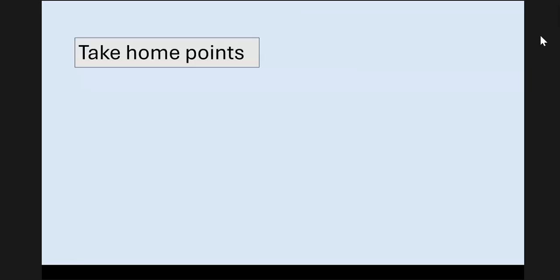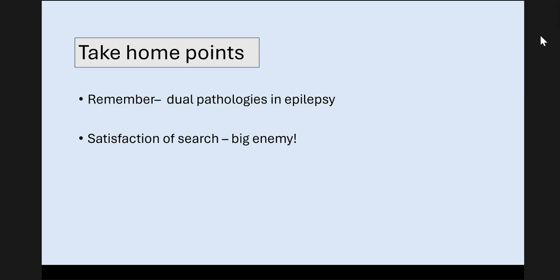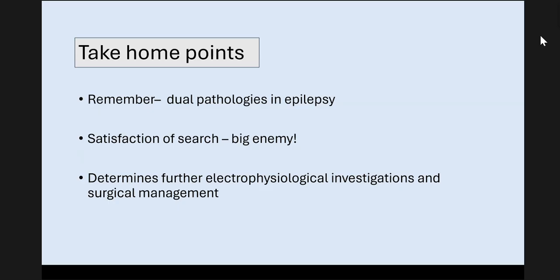So, take home points from these cases. Remember dual pathologies in epilepsy. So if you have seen something obvious, look for the existence of a second pathology. Satisfaction of search, I cannot emphasize enough, is a big enemy for radiologists. So try to curb it, try to kill it, review all the areas, review the scan completely, look at all the sequences to find any other abnormality. And this is very important, particularly in the context of epilepsy, because further surgical management and further electrophysiological investigation will depend on what you have produced as a report, what you have identified.